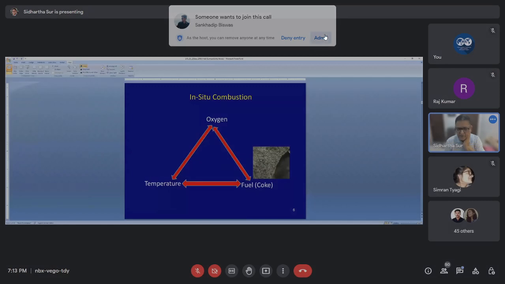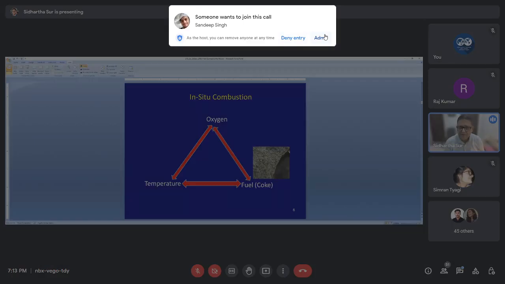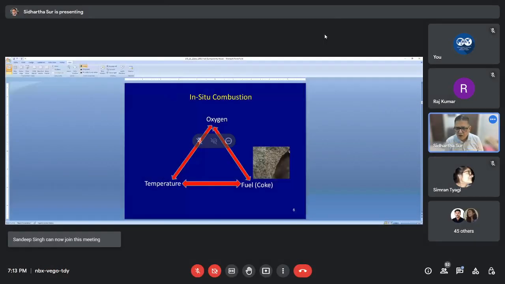In a candle, when you burn a candle, why do you create a flame? Why is a flame created? How is it created? How is it sustained? The same principle is everywhere, in in-situ combustion too.